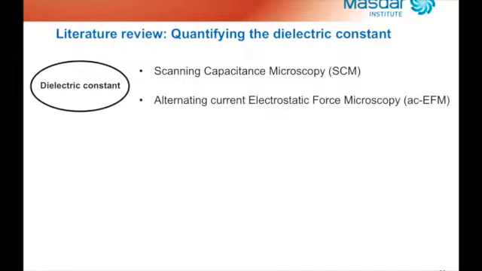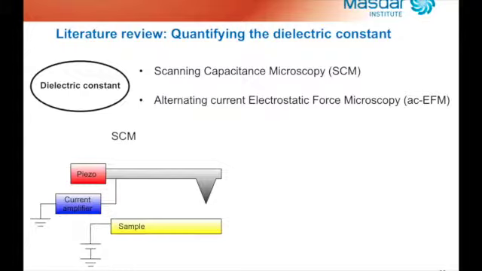So in the literature, two different techniques are used to determine the dielectric constant with the atomic force microscope. One is called scanning capacitance microscopy, and the second one is called alternating current electrostatic force microscopy. In the first one, the current that flows through the tip while it is scanned on top of the biased sample is measured by changing the equilibrium distance between the tip and the sample.